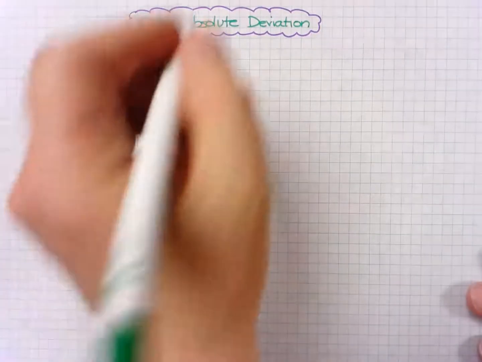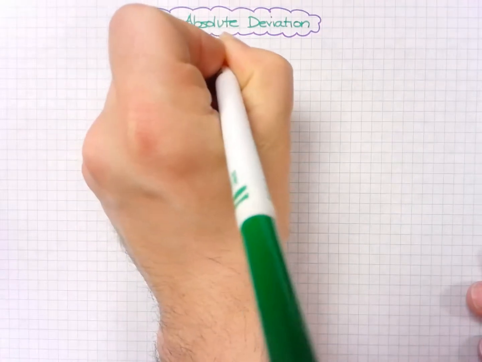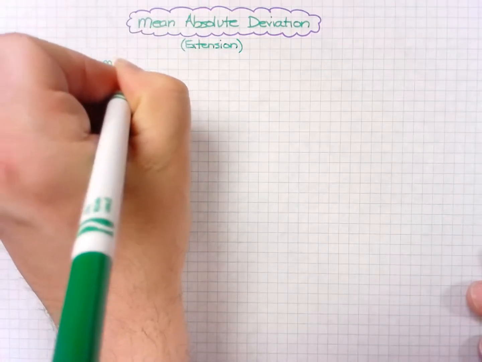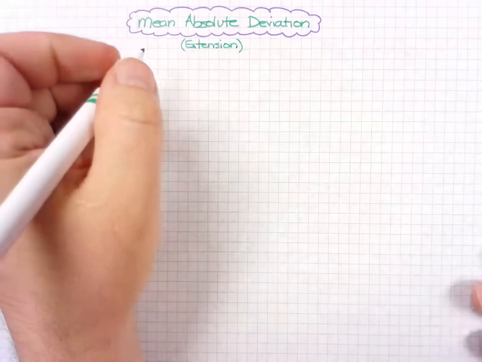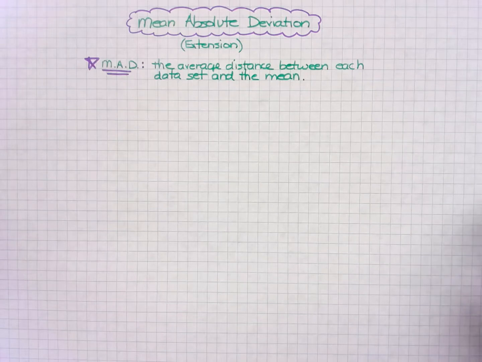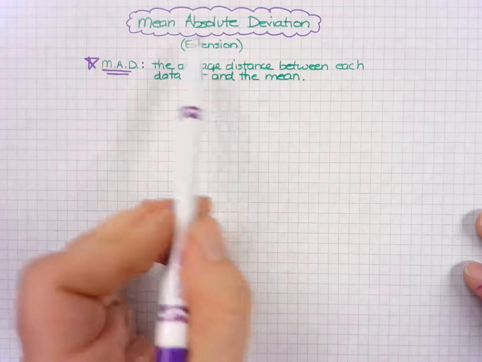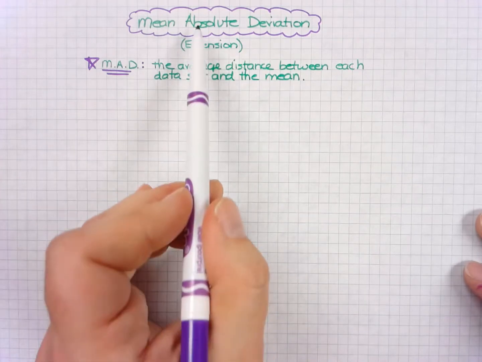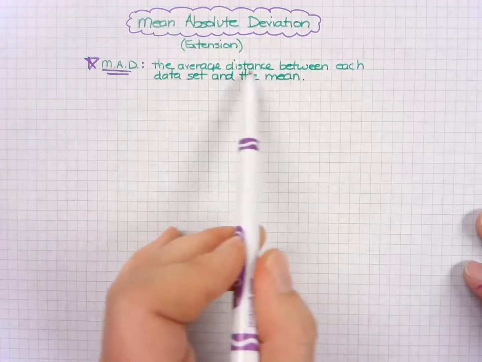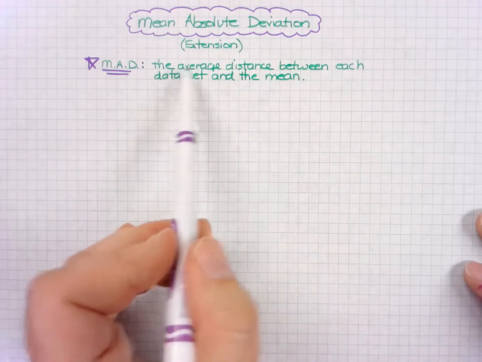Mean absolute deviation. And so this is an extension lesson. We often refer to this as MAD, which is the average distance between each data value of a set and the mean. So think about that for a moment. The average distance: we think of mean as average, absolute I think absolute value, and deviation I think about that distance between the data set and the mean.